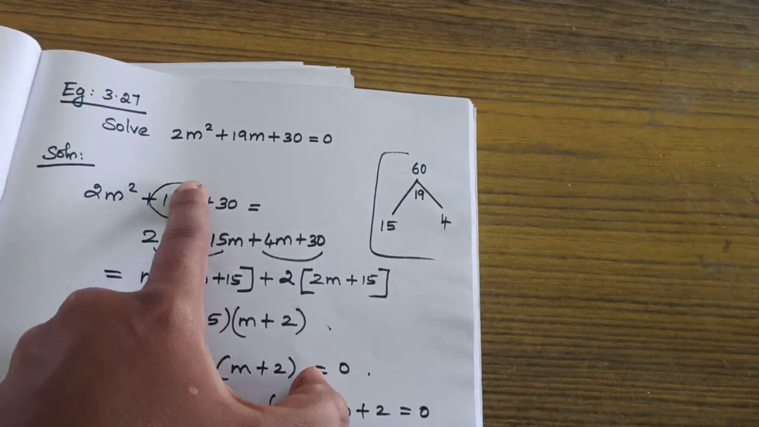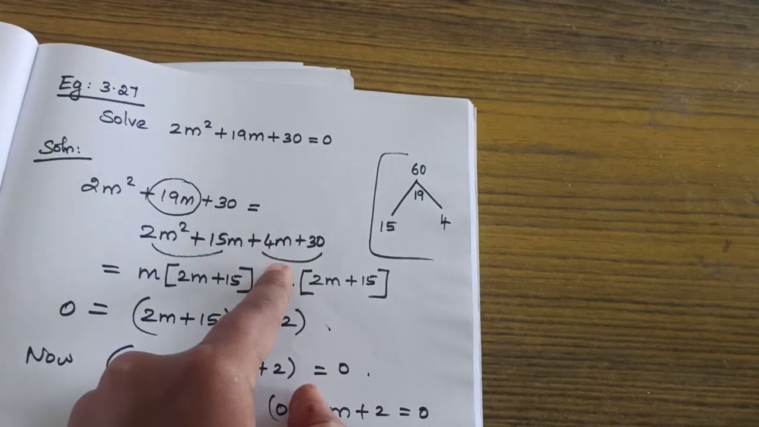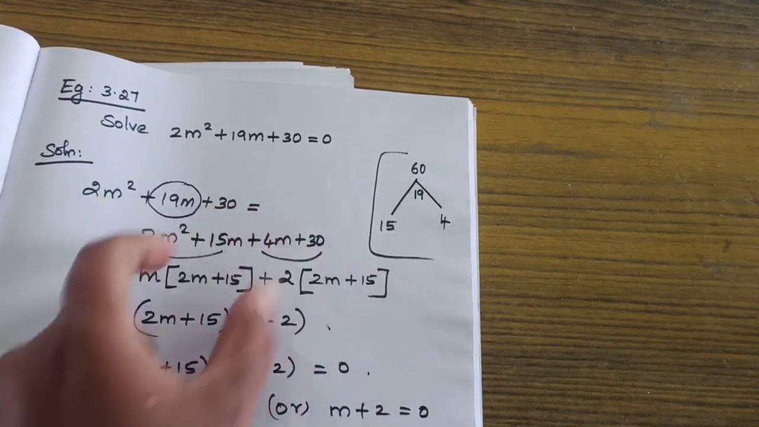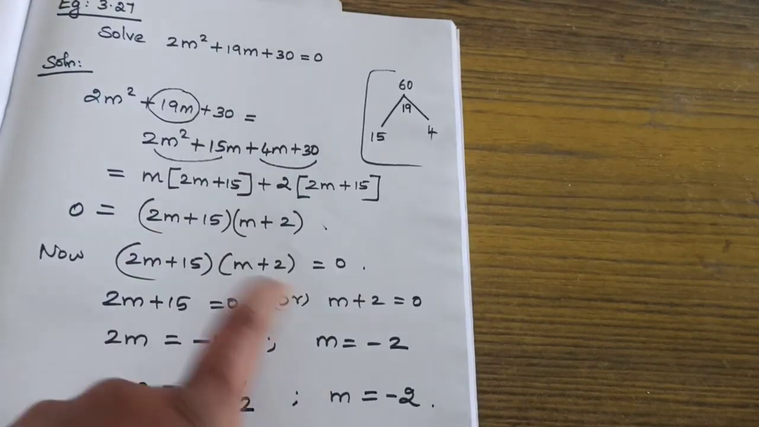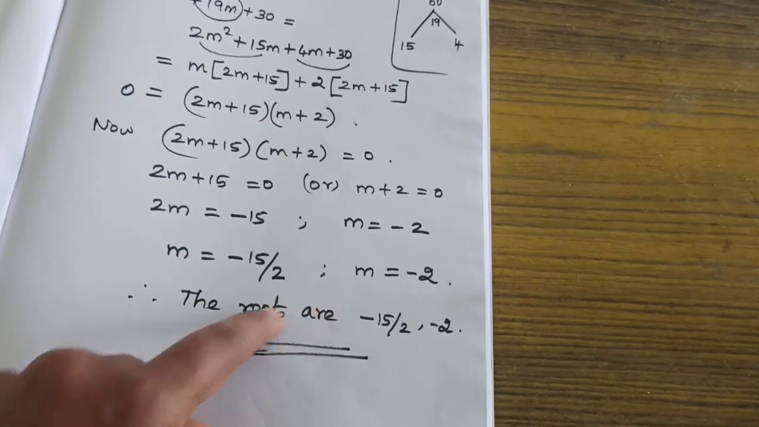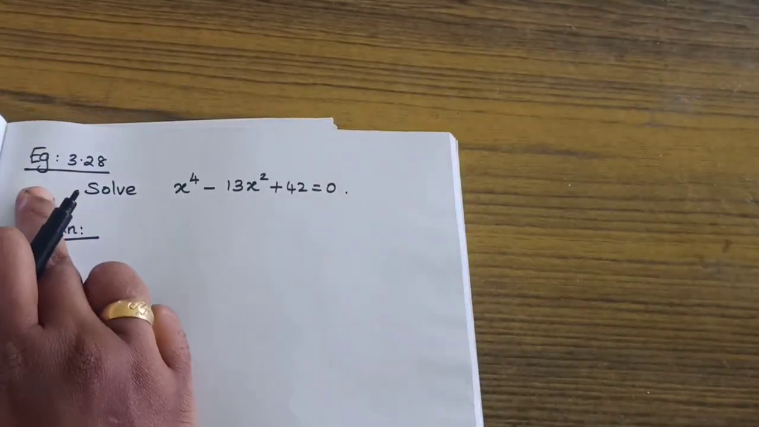So instead of this 19m, you need to write 15m + 4m. That means 19m automatically will come. So among two terms, you need to split the common outside. Then equate to 0. Split the terms. You will get 2 roots. Okay, listen dear students, next example.